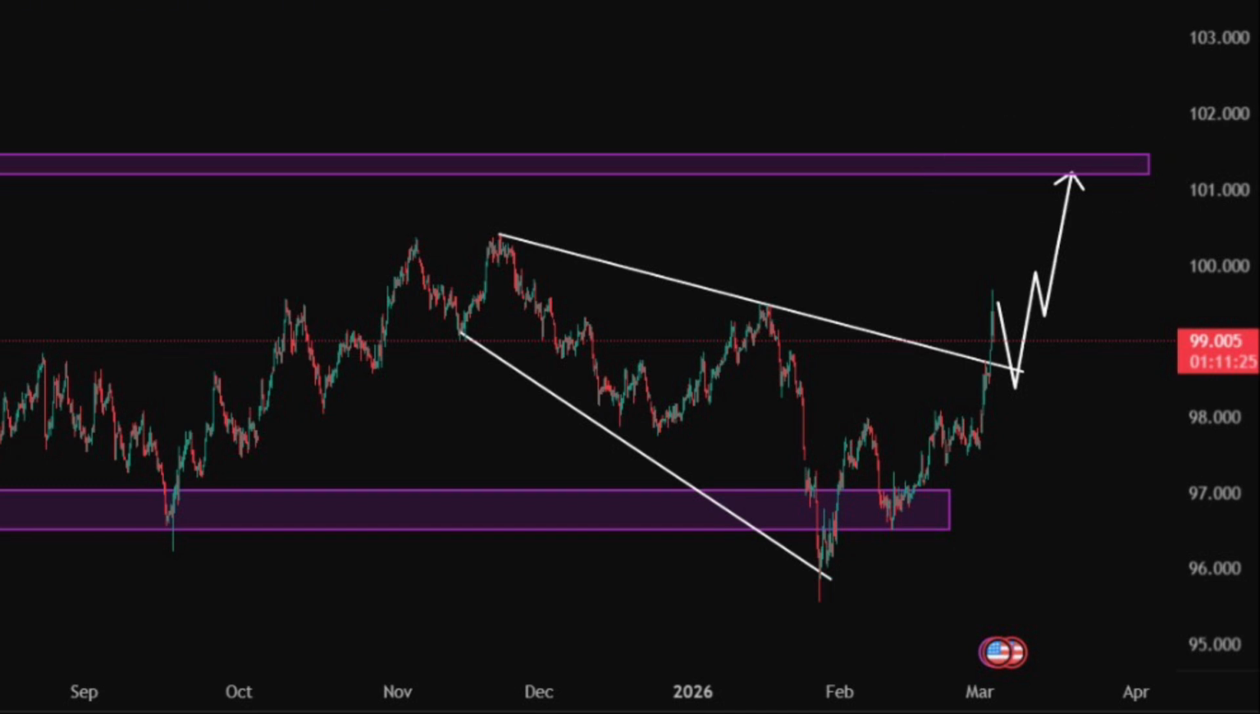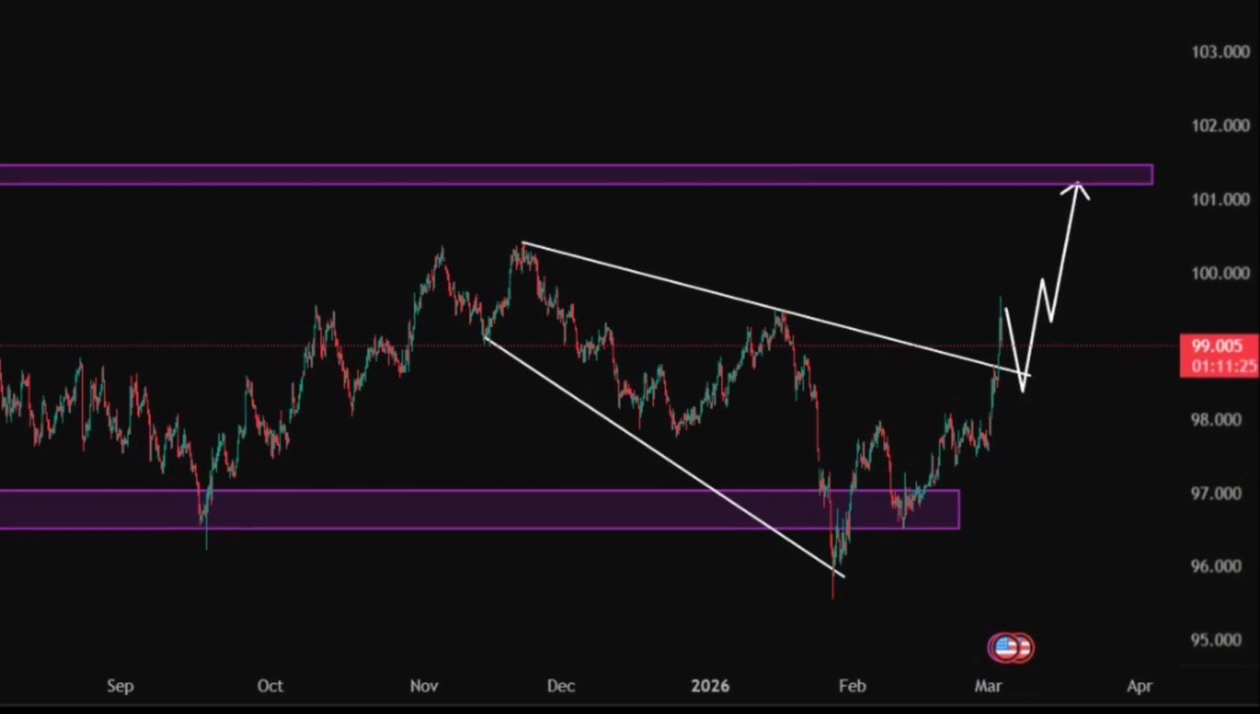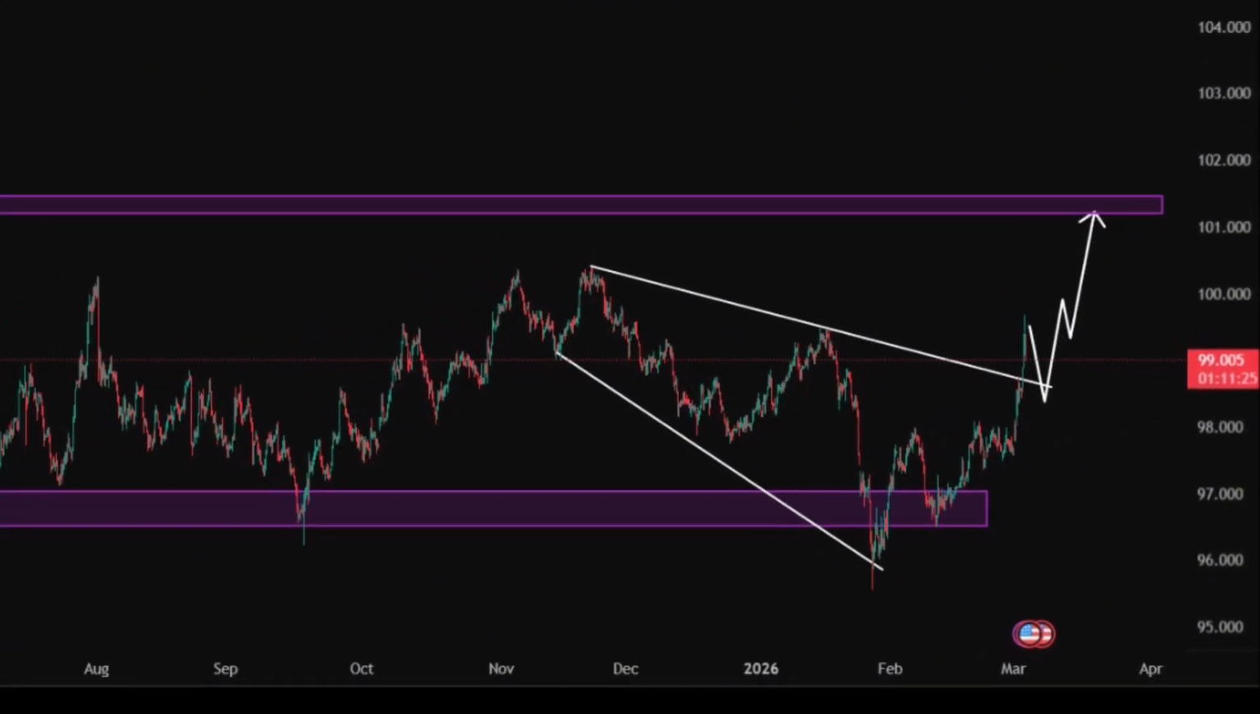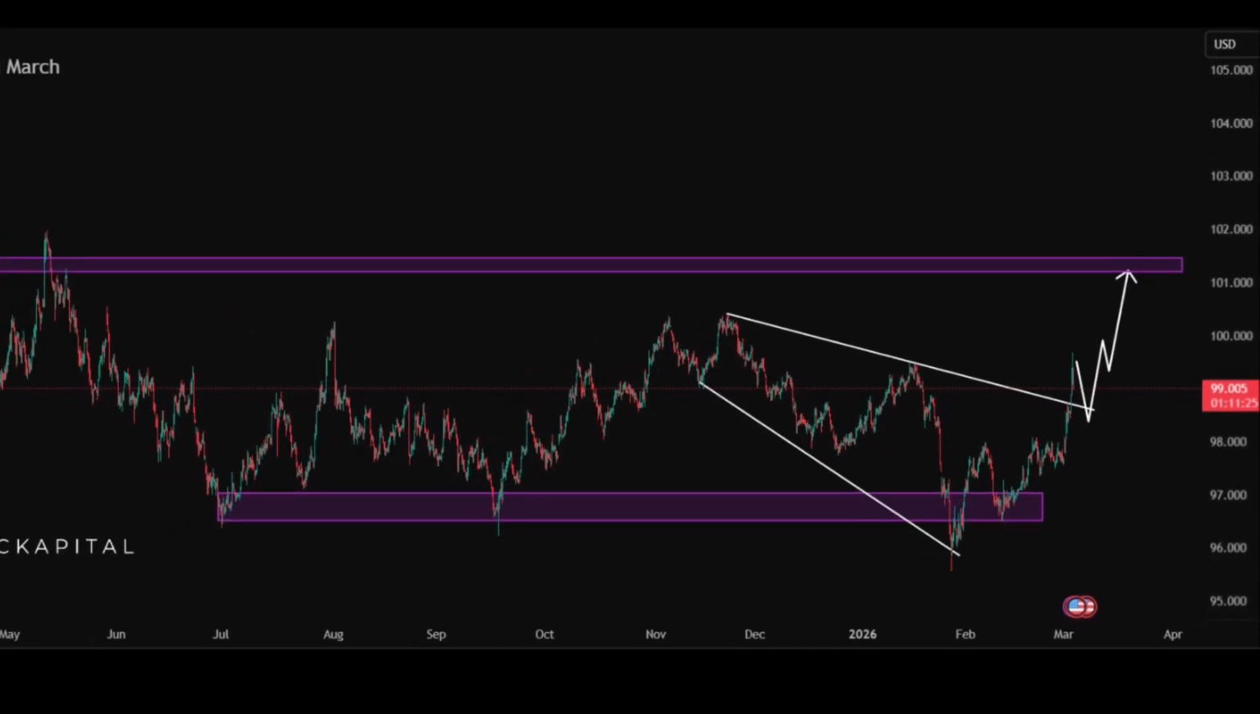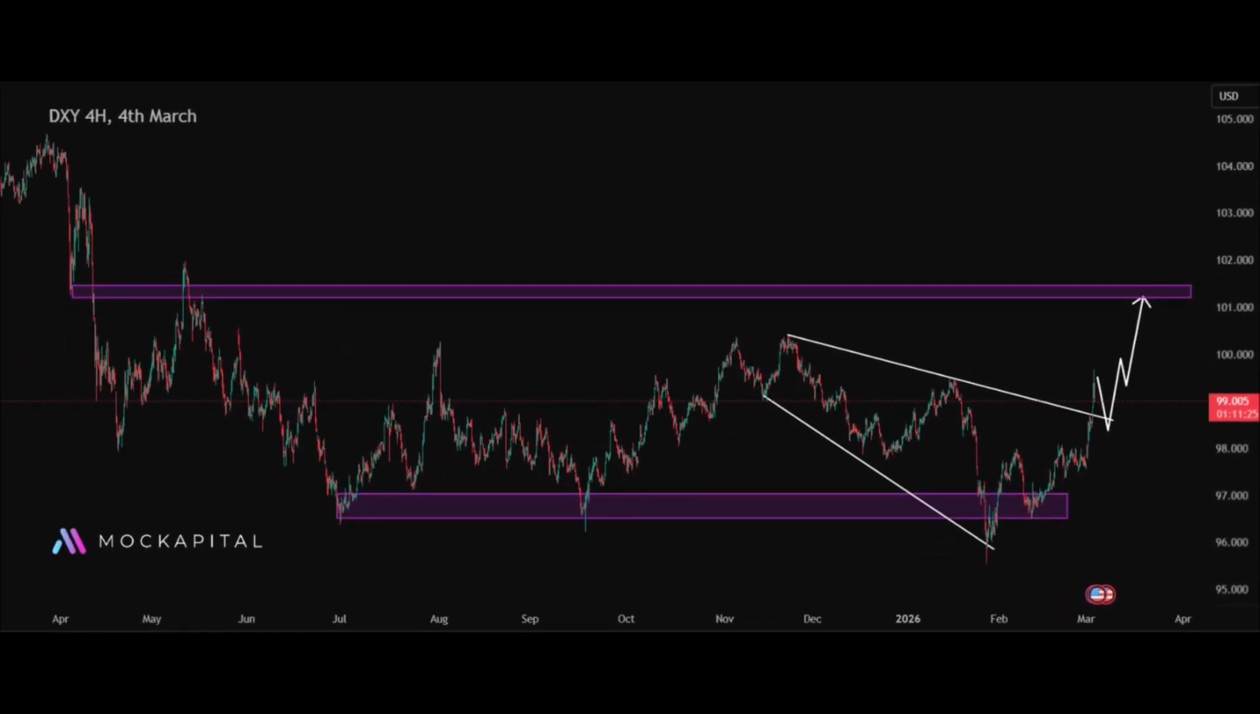And as long as DXY holds above the 98.50 pivot on a 4-hour closing basis, the technical bias remains firmly bullish. That keeps the door open for a sustained rally toward the triple-digit handle. So right now, it's breakout, potential retest, and continuation. Clean structure, clear levels. Let's see if momentum follows through.